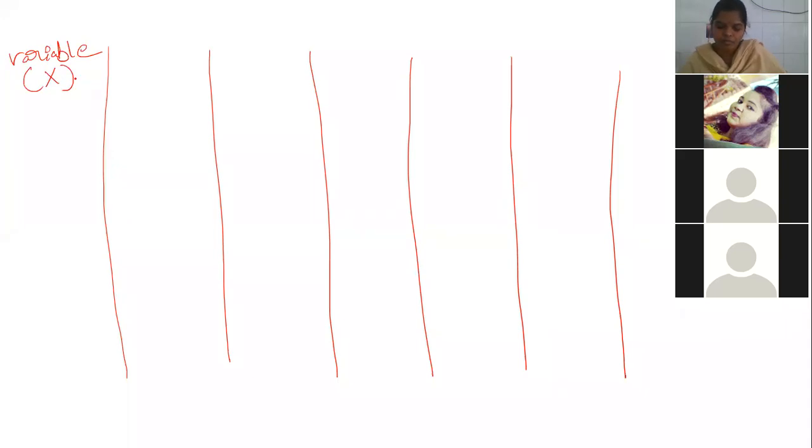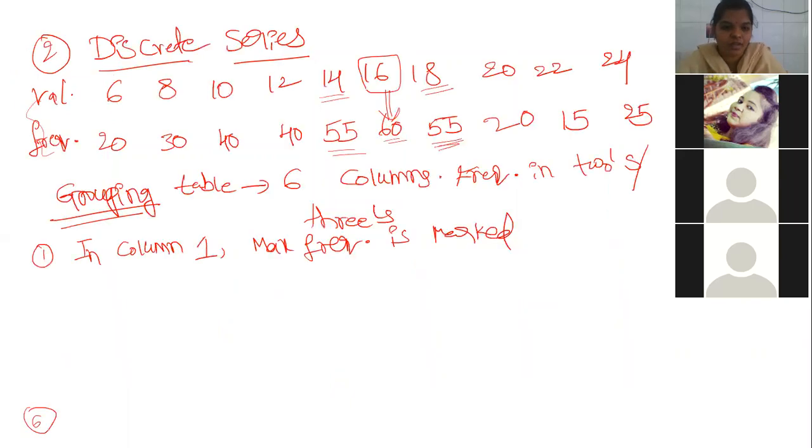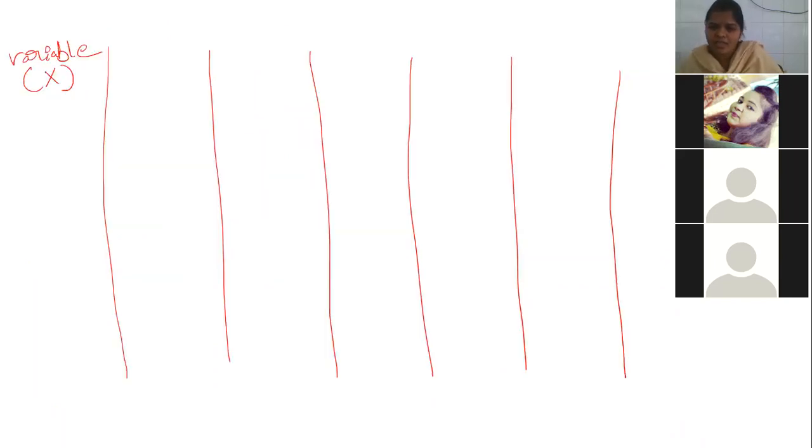In the first column, see here, column number 1, the maximum frequency is marked. That means you need to take only the frequency numbers. How will you take them? Just take the numbers in ascending order, that means small number to big number. Just write down 2, 4, 6, 8, 10, 12, 14, 16, 18, and 20.